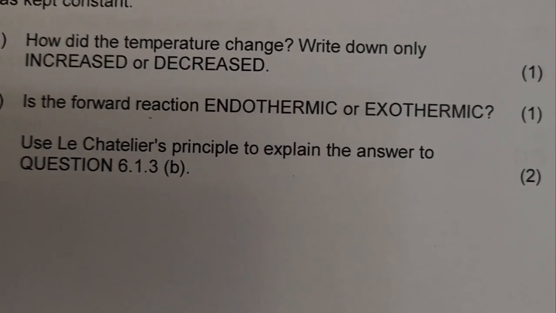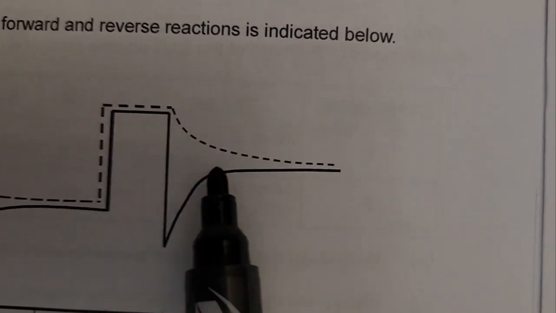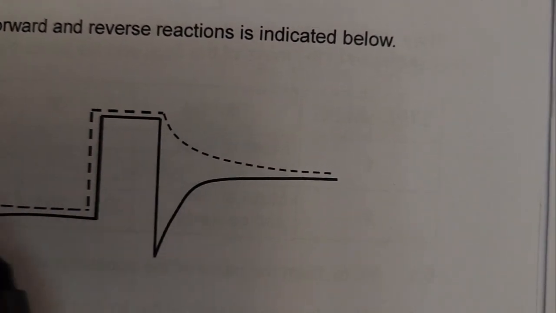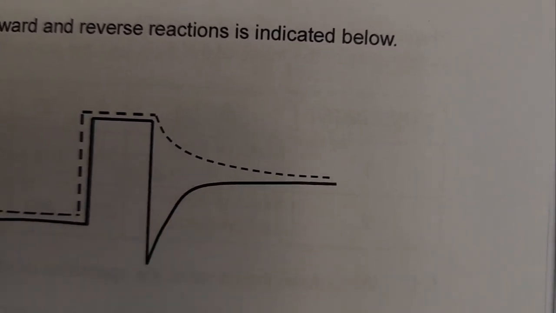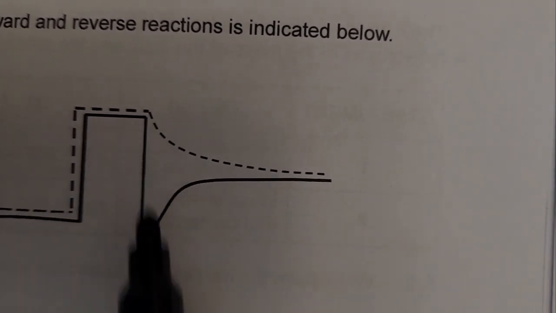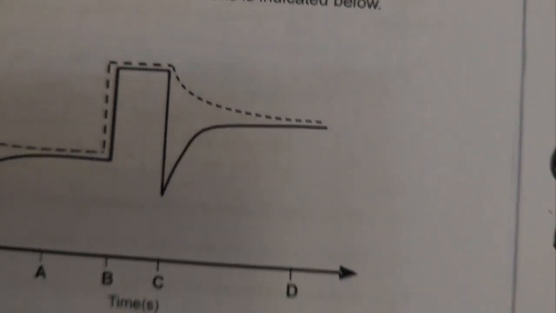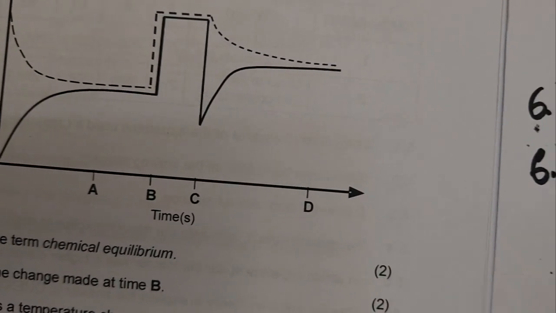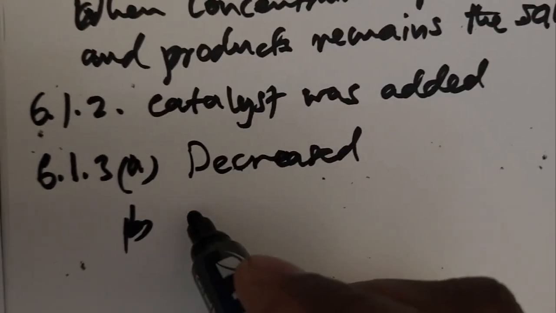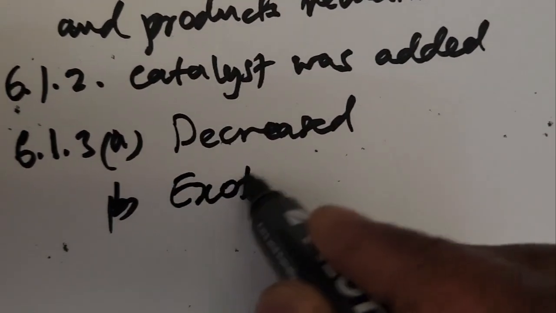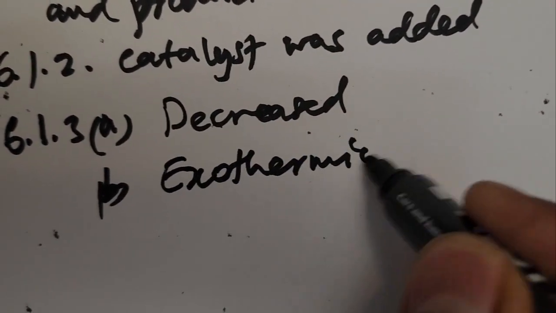Then number B, is the forward direction exothermic or endothermic? Lastly, when you decrease temperature, according to this graph, the dotted line, which is the forward direction, is higher than the bold one. Therefore, the rate of the forward reaction is higher than the reverse. Therefore, it means that the forward direction was favored. The forward direction is favored by decreasing temperature, so it is exothermic. So the forward direction will be exothermic.